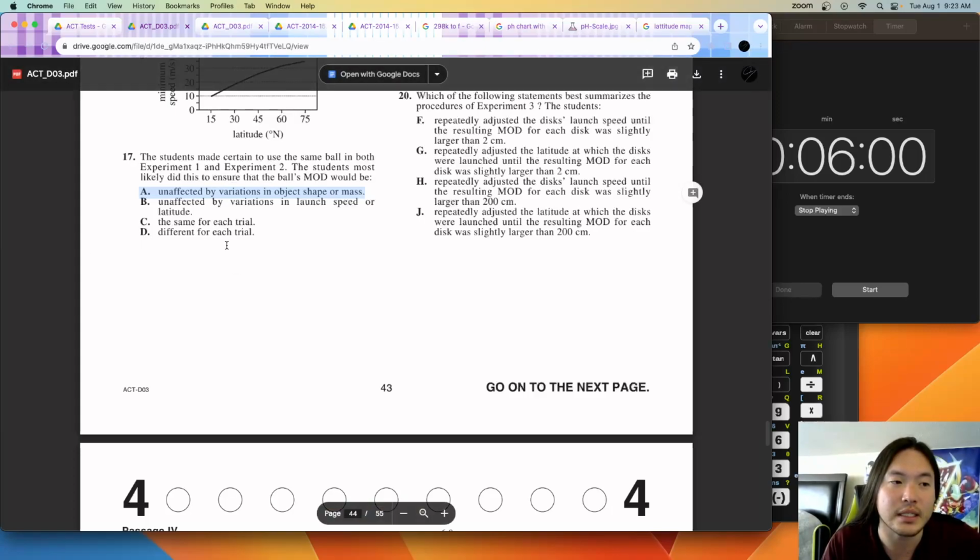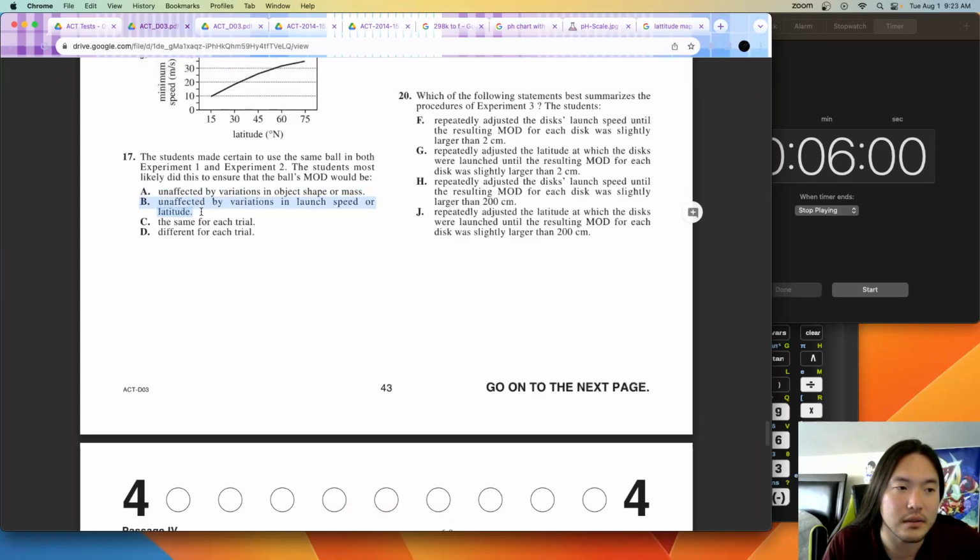Absolutely, D is incorrect. And then B doesn't make sense. This is the whole point of the experiment. The variations in launch speed and latitude affect MOD. That's the whole point of the experiment.